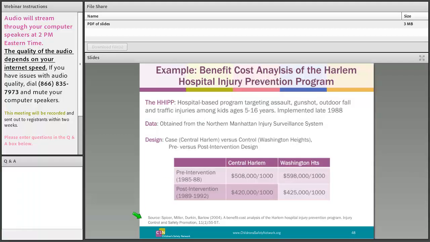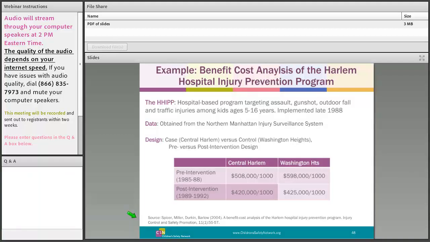We used a design that would help us control for any outside factors that were causing injuries to go down anyways or to go up. So we used a case control study, Central Harlem versus Washington Heights, and we compared pre-intervention costs versus post-intervention costs, expecting that any decline that we see in Central Harlem that's above and beyond the decline seen in Washington Heights, we'll attribute that to the Harlem Hospital Injury Prevention Program. So that was how we used Washington Heights as a control hospital. And down here, you'll see the source of this study. It was published in Injury Control and Safety Promotion in 2004.